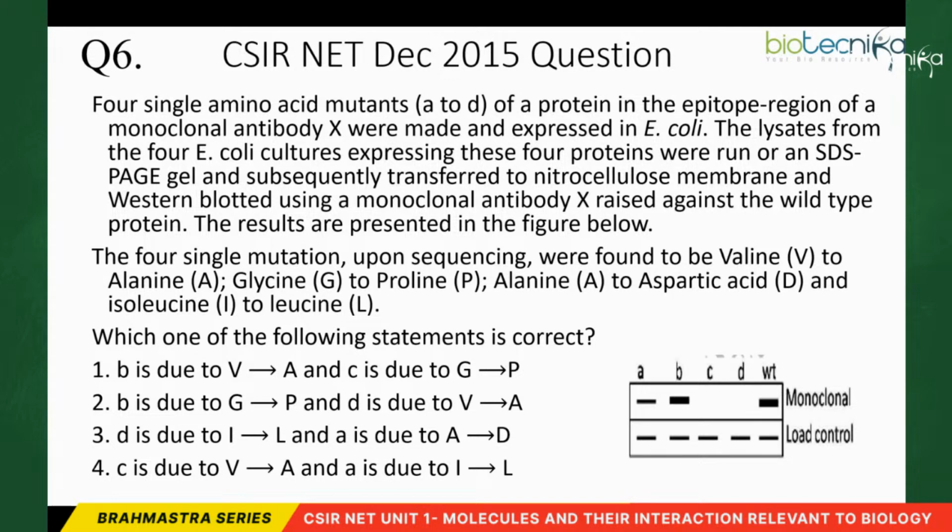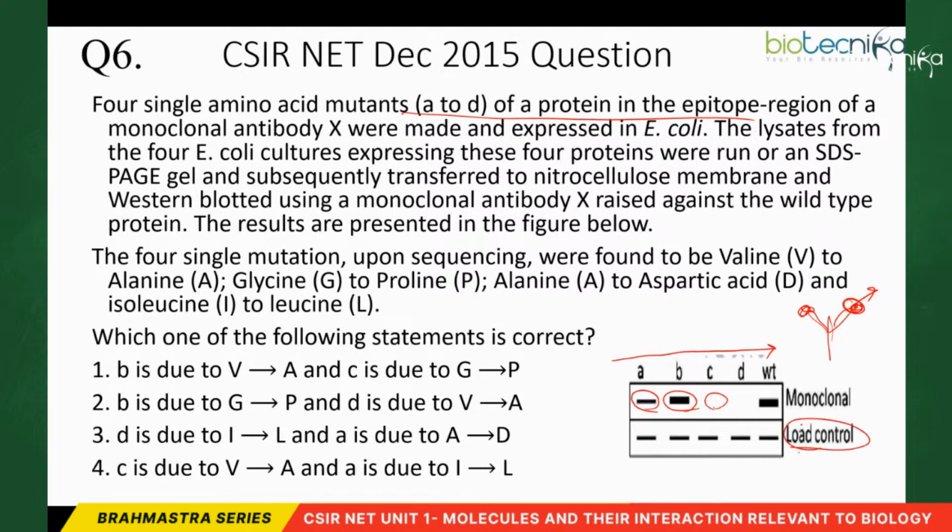Anyways, four single amino acid mutants to a protein. So basically, you have a monoclonal antibody, and the area which it will be recognizing, that area is made. Some mutations are done in the epitope region. Okay, and then each of these are expressed in E. coli. So each of these E. coli will be making these four proteins, and these proteins are run on an SDS-PAGE gel, and blotting was done, western blotting. So on the nitrocellulose membrane, you have the bands which came.